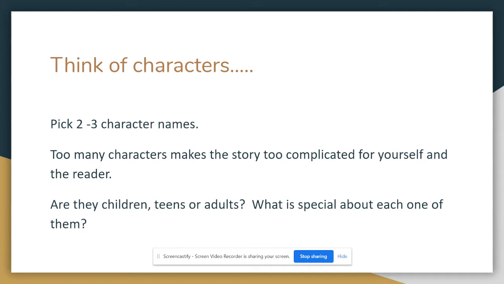When you read Cam Jansen mysteries, her name is Cam for camera because she's got a photographic memory. Does one of your characters have that? Or does one of your characters have something very special about them?